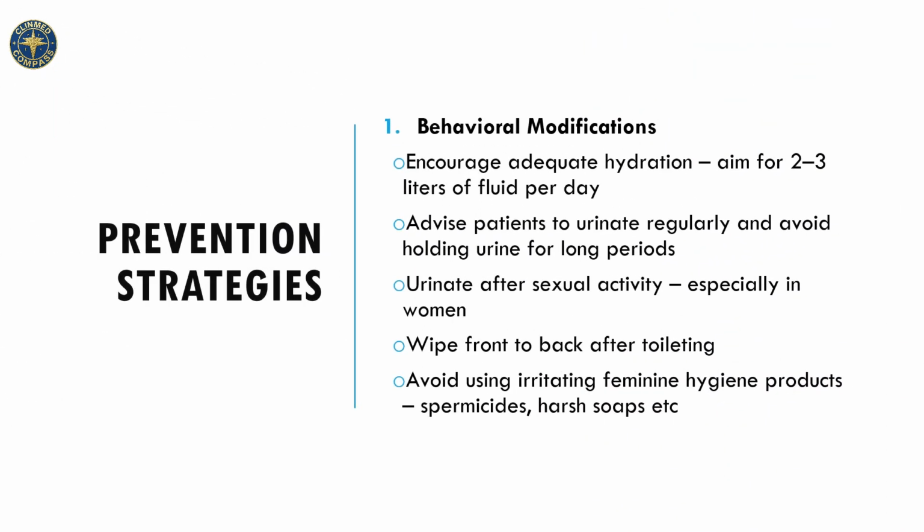Prevention of UTIs. Preventing UTI involves both lifestyle changes and medical strategies. Let's start with behavioral modifications. Encourage adequate hydration. Aim for 2 to 3 liters of water per day. Avoid holding urine for long periods, so patients should be advised to urinate regularly. Urinate after sexual intercourse, especially in women, and wipe from front to back after toileting, also in women. Avoid using irritating feminine products such as feminine sprays or harsh soaps.